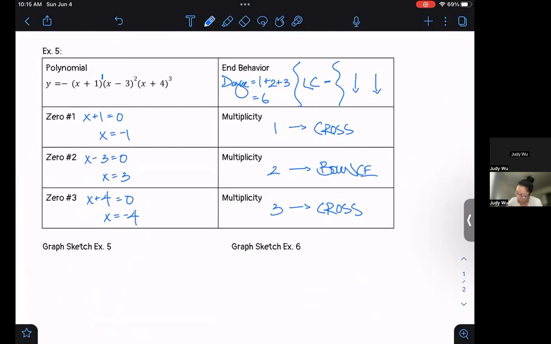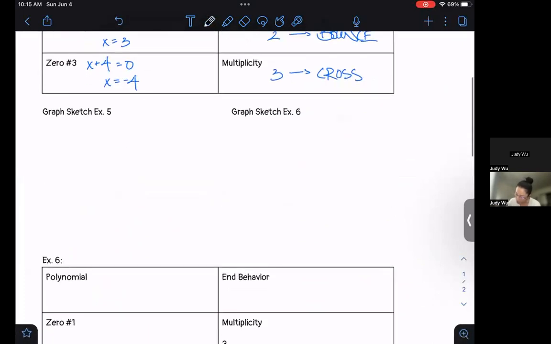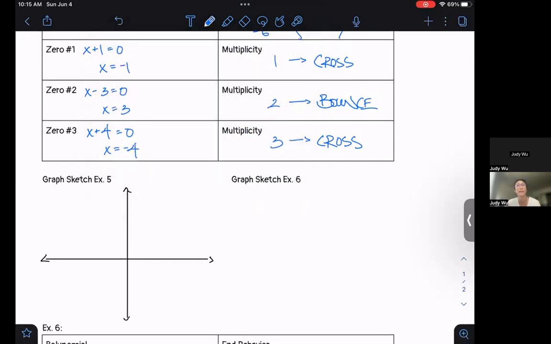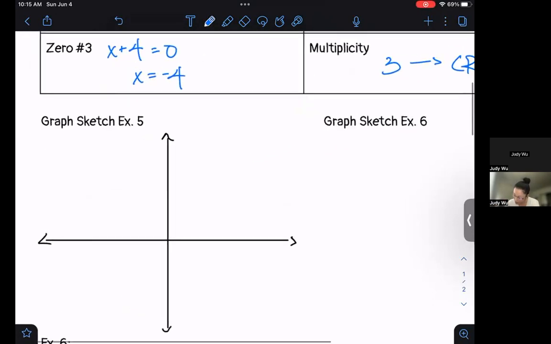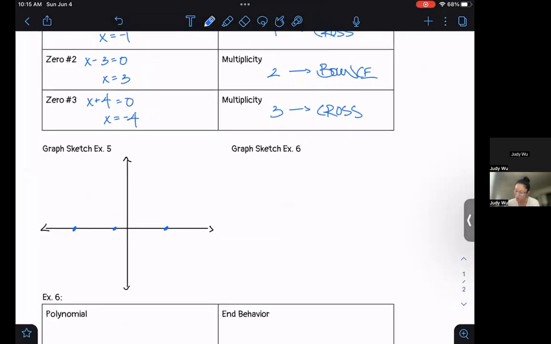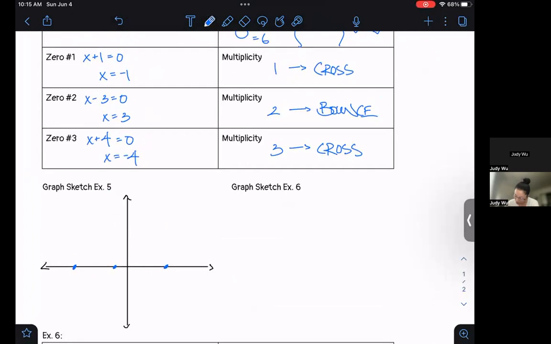All right, so how do we sketch a picture of this? We're going to come down here. We're going to draw ourselves a nice little grid. And we're going to mark off our zeros. Those are really the only points that I care about. The zeros and then making sure our end behavior matches, all right? So I'm going to have a 0 at -1, at -4, and at 3, okay? So those are my 3 zeros. I know I have to start down and I have to finish down.